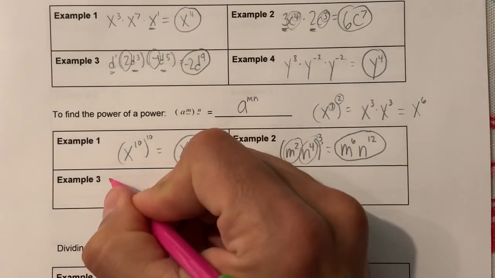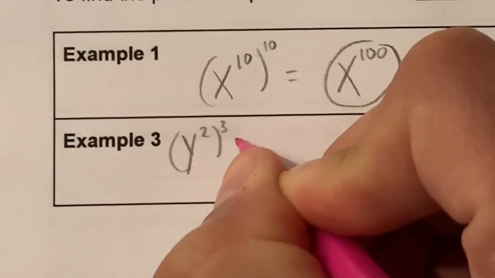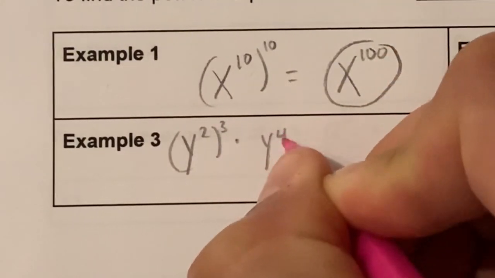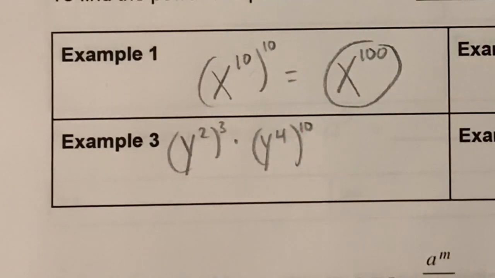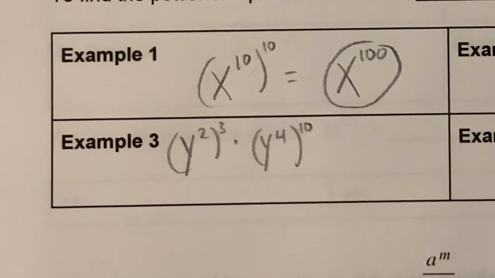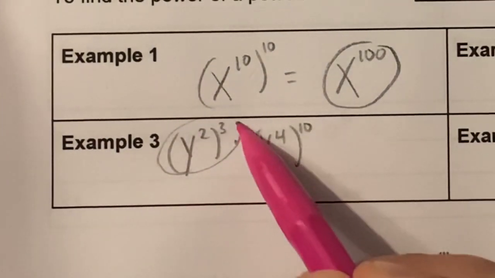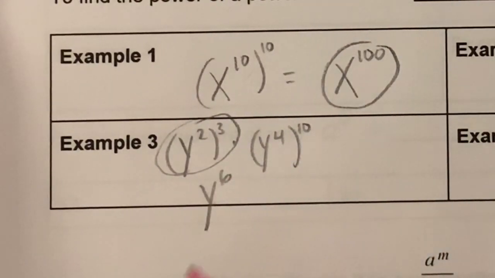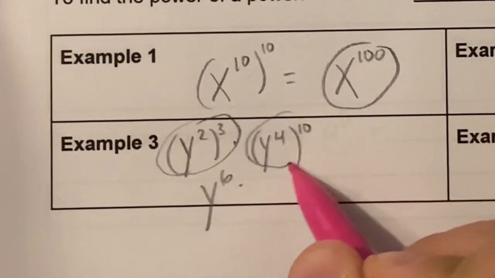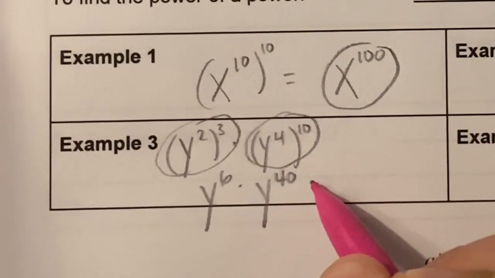Next question, I may have something like y to the second, raise that to the third, and y to the fourth, raise that to the 10th. So I have separate expressions here that I can figure out the answers to, and then we can simplify. Let's do the first one here. Power to a power, multiply powers, 2 times 3 is 6. Second expression here, power to a power, multiply powers, 4 times 10 is 40.